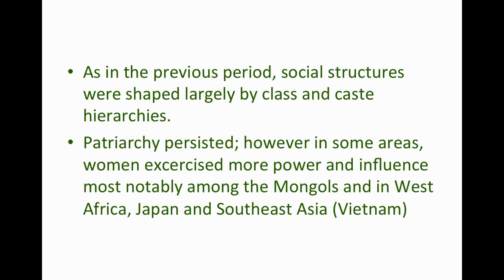All right, the sub-concept is that, as in previous periods, social structures were shaped largely by class and caste hierarchies. Patriarchy persisted. Remember, that's a continuum. However, in some areas, women did exercise more power and influence. Most notably, and this is important, the Mongols and communities in West Africa. So if you're going to highlight two regions where women had more rights, definitely focus on the Mongols and Islamic women in West Africa. Whereas in Japan and Southeast Asia, you're going to see a continuation of the Chinese expectations for a woman.